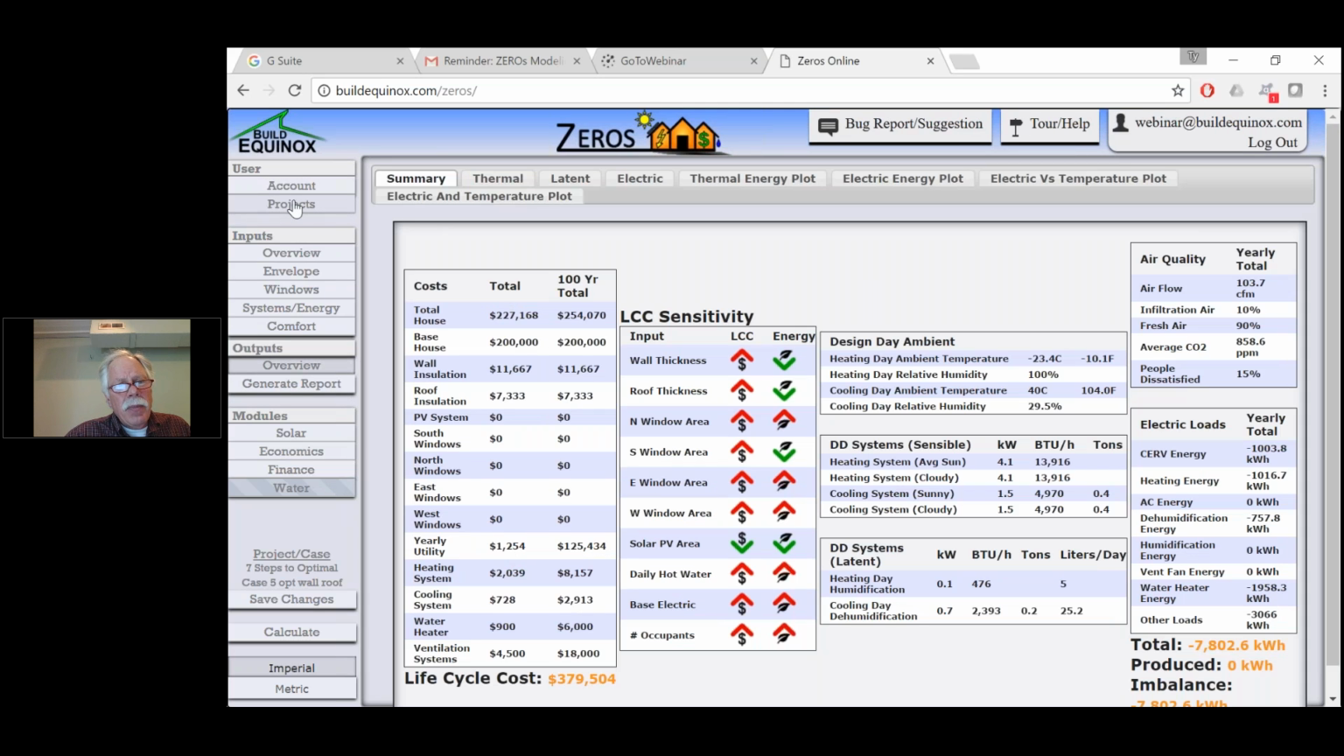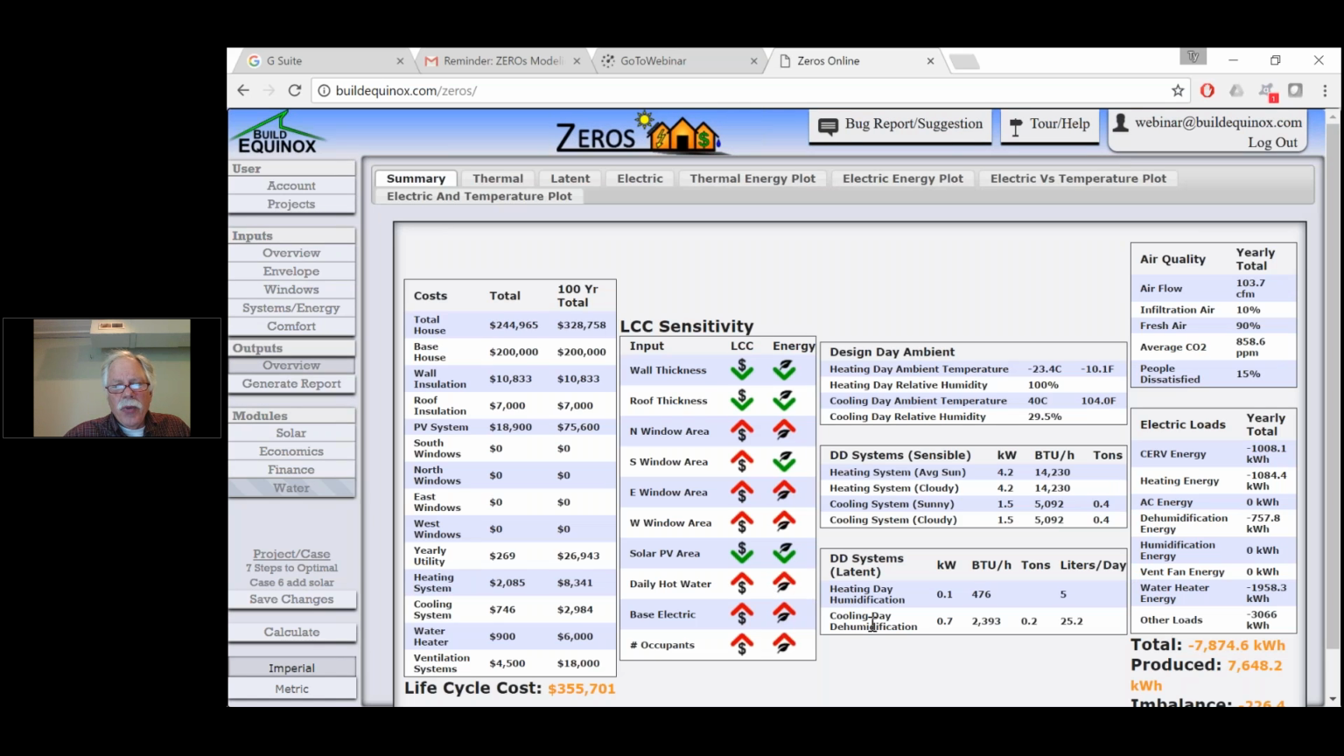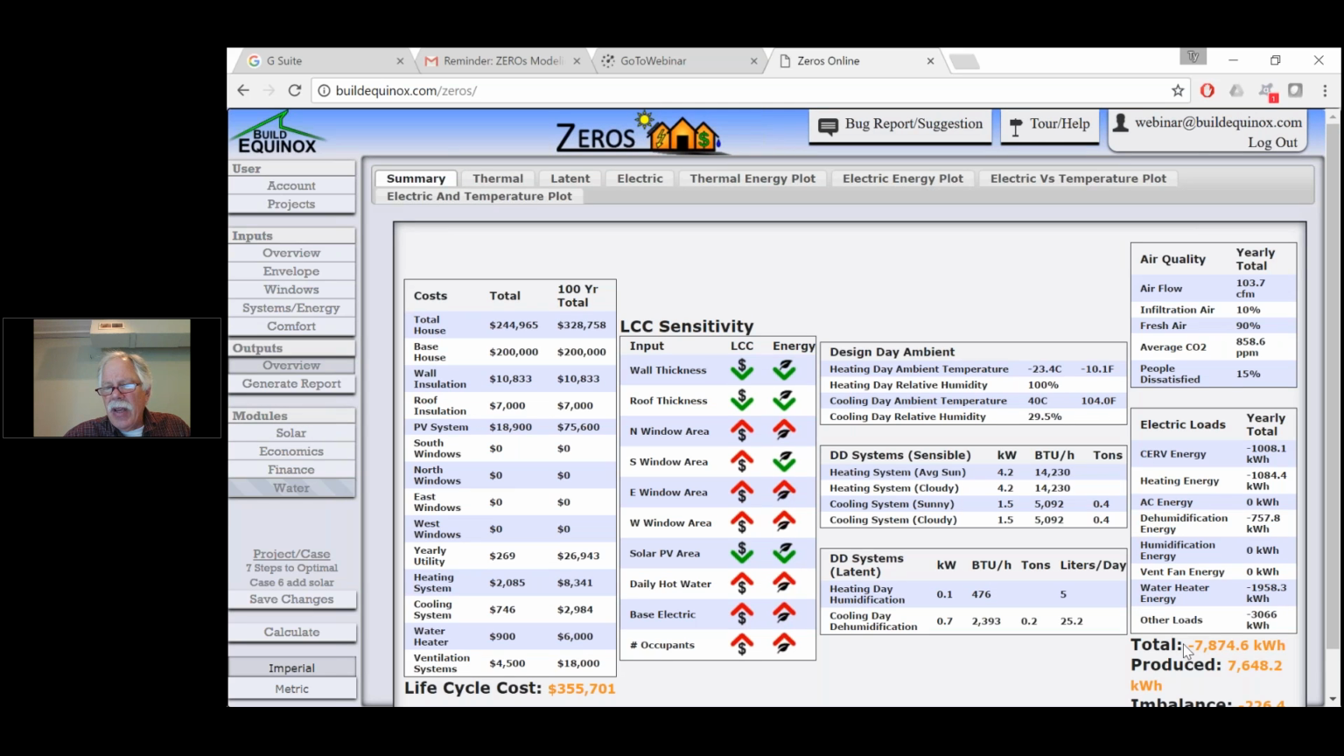Now let's get on to the fun part, and that's adding solar. We'll take case 5 and add enough solar in order to make that net zero. So I just went to that directly, and the only difference between case 5 and 6 is that now I put in 6,000 watts of solar. Now we needed about 7,800 kilowatt hours to be net zero.